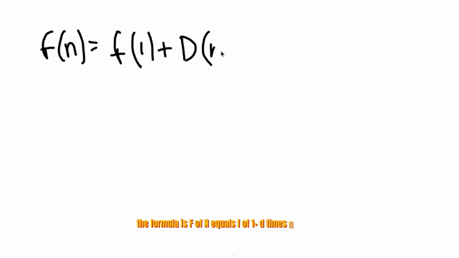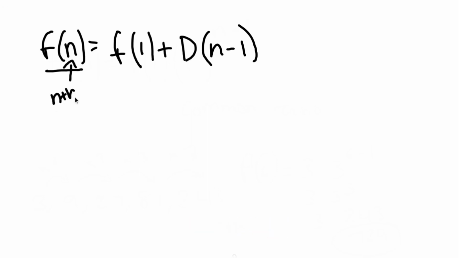For arithmetic sequences, the formula is f of n equals f of 1 plus d times n minus 1. Alright, let's look at what all the components mean. So f of n. So your n is just the nth term. So that's the term we're looking for. So if you're looking for the 7th term, you would write 7 here. But you would also write 7 over in this n.